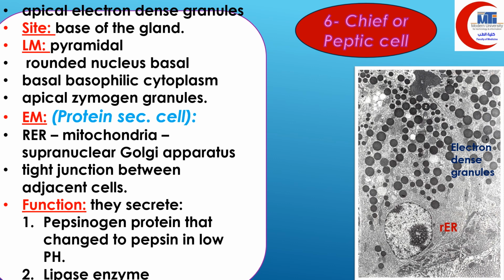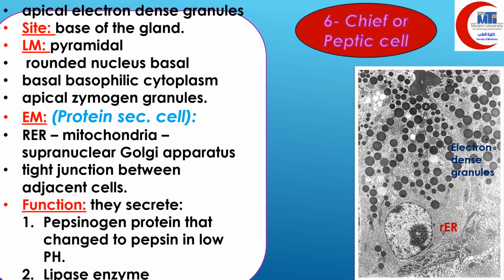It is an inactive form of digestive enzyme, which will be changed into pepsin, which is the active enzyme, inside the lumen of the stomach in the acidic media of HCl produced by the parietal cell. So, chief cell is a typical protein secreting cell. You have to know that it is present inside the fundic gland in its base. Its function is mainly secretion of pepsinogen, which becomes activated in the lumen of the stomach in the low pH. It also secretes an enzyme which is lipase enzyme.